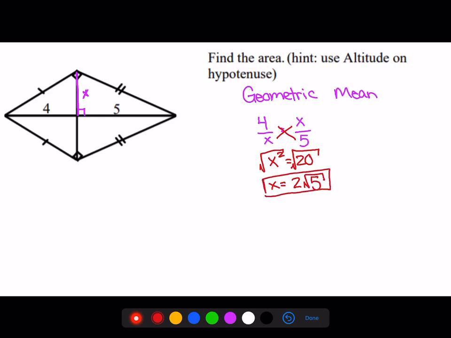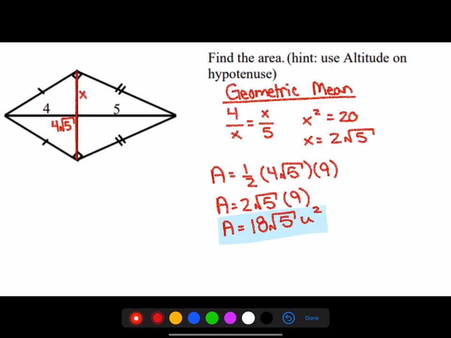Which means that the whole thing, if both of these are 2 radical 5, then the whole thing would be 4 radical 5. So this leads us to our area formula. Area is equal to 1/2 of 4 radical 5, diagonal 1, times diagonal 2, which is 4 plus 5, or 9. Well, half of 4 gives me 2, so 2 rad 5 times 9 will give me 18 radical 5 units squared. So that's the area of this kite here.